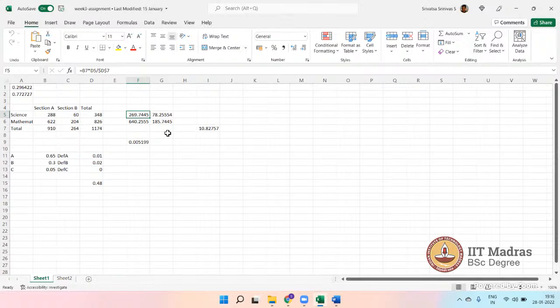Now you have 4 values of actual observation, which are 288, 60, 622, and 204. Then you have the expected values for those cells, which are 269, 78, 640, and 185. Now you compare whether these 4 expected numbers are significantly different from the 4 actual numbers. If they are not, then the null hypothesis holds true. If they are, the null is rejected and the alternative hypothesis is assumed to be true.